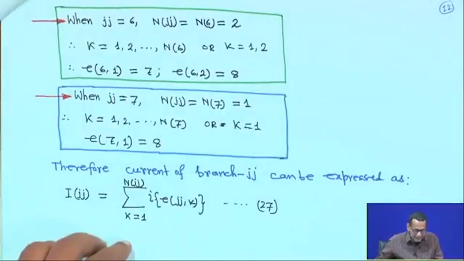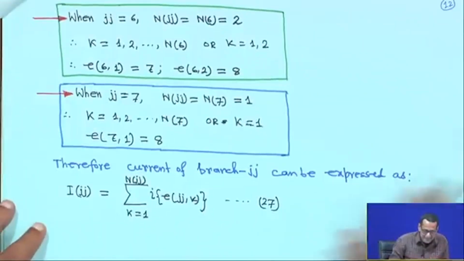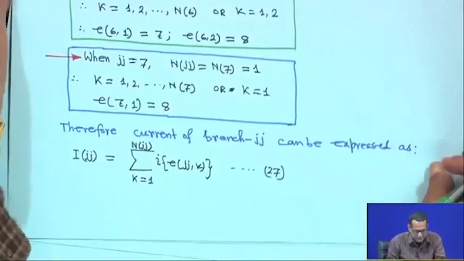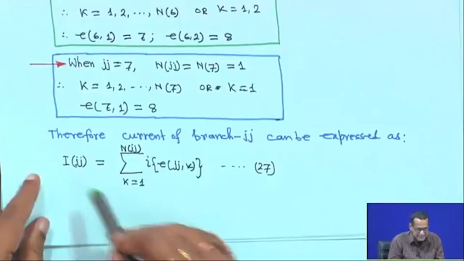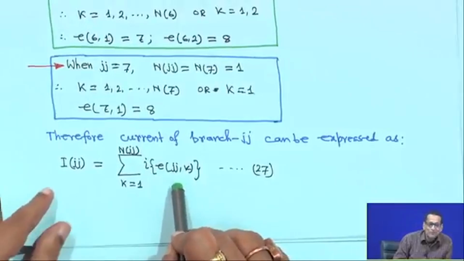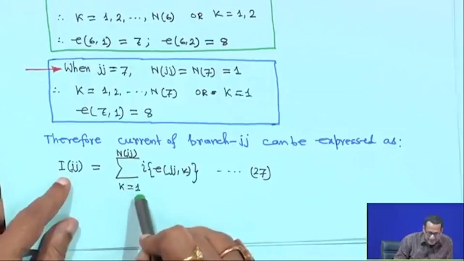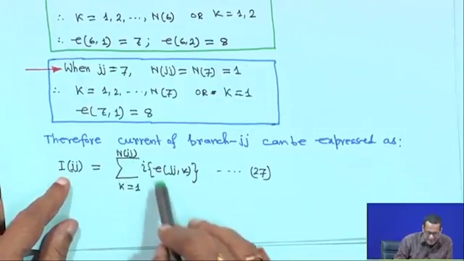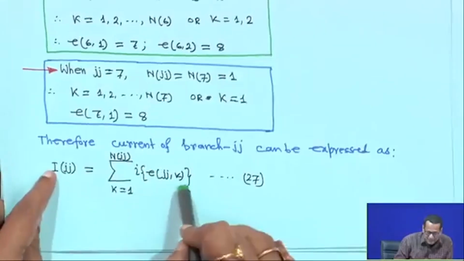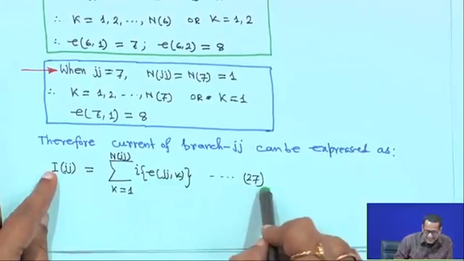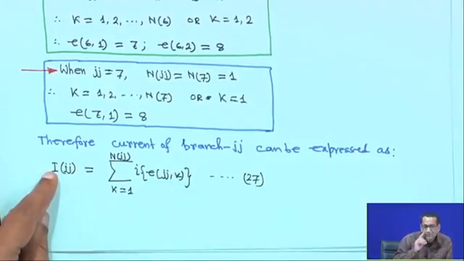Therefore, the current of branch jj can be expressed like this. Therefore, the branch current jj, I jj, is a generalized form. Look how we are writing: capital I jj is equal to sigma k equals 1 to n jj of I, in brackets, the matrix element E jj k. This is equation 27. Now, how will it work?